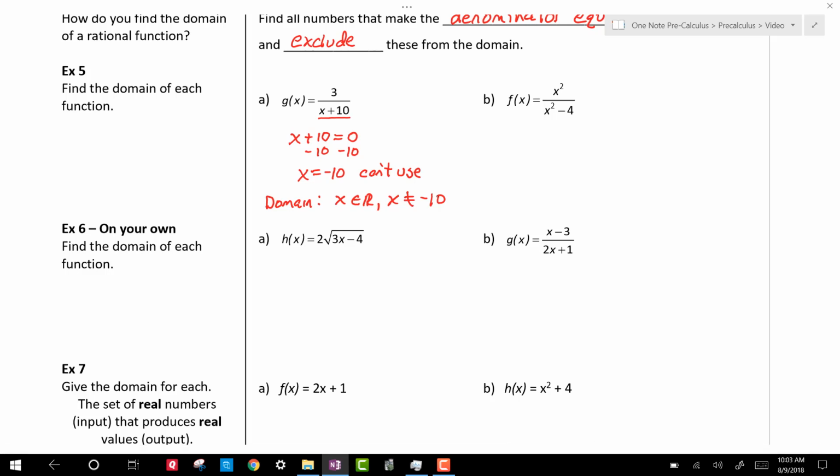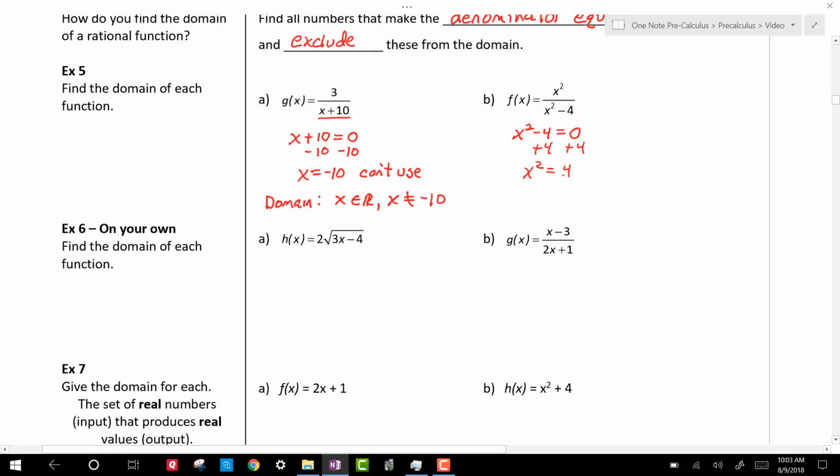Because if I ask you letter B, what number could you not plug in? Most of you could tell me that 2 doesn't work, and you would be correct. But I'm going to take my x squared minus 4 and set it equal to 0. I'm going to solve it. Plus 4, plus 4. I'm going to get x squared equal to 4.